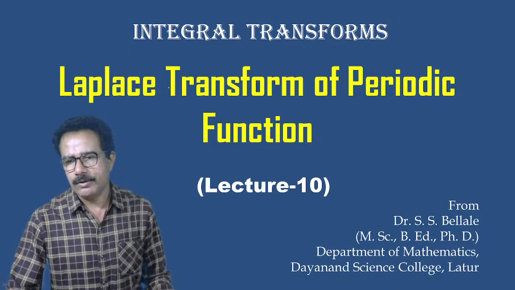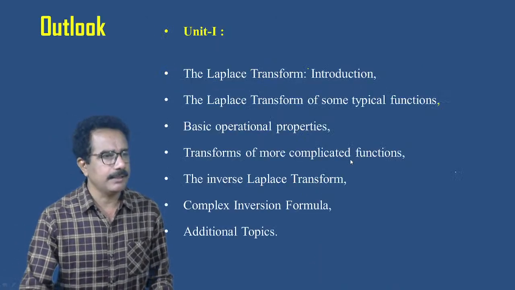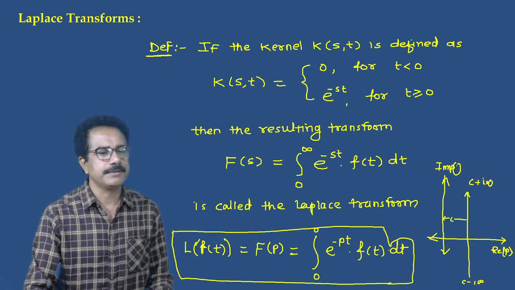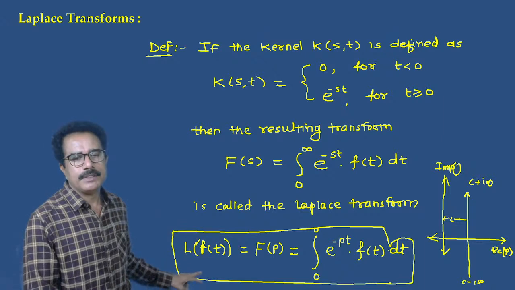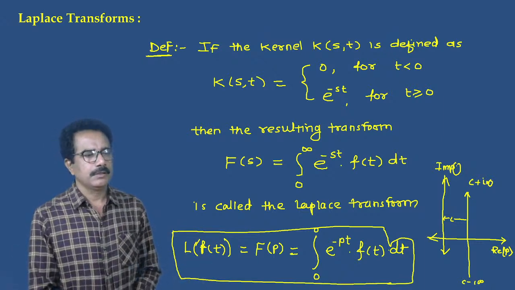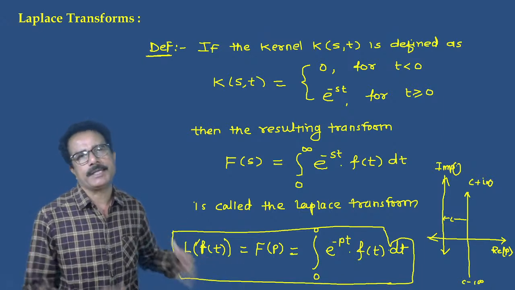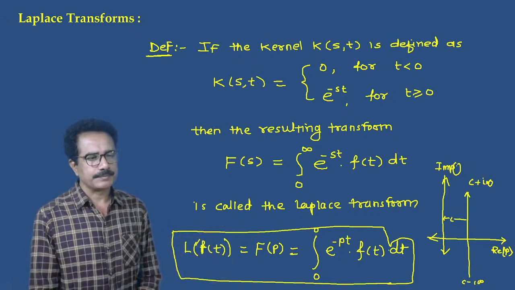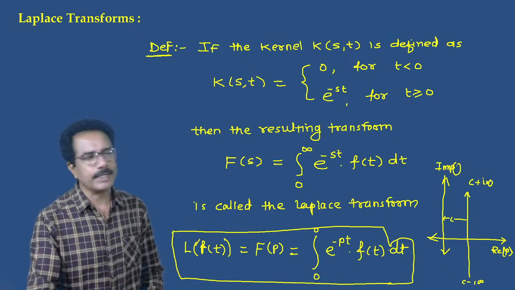Okay. Now, next we have to discuss Laplace transformation of some periodic function. Actually, we have seen the Laplace transformation: capital L of f of t is equal to capital F of p, which is equal to the integral from 0 to infinity of e raised to minus pt into f of t dt. Okay?